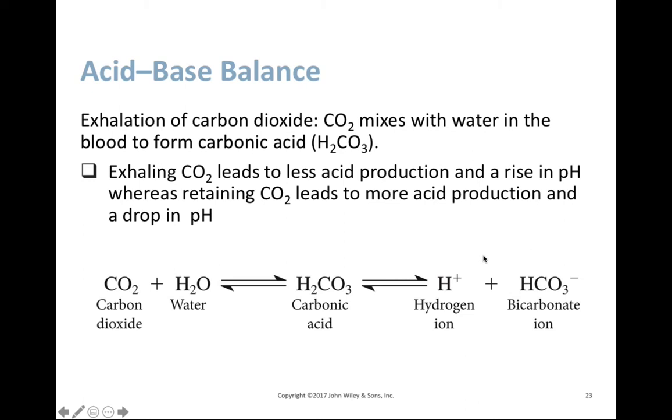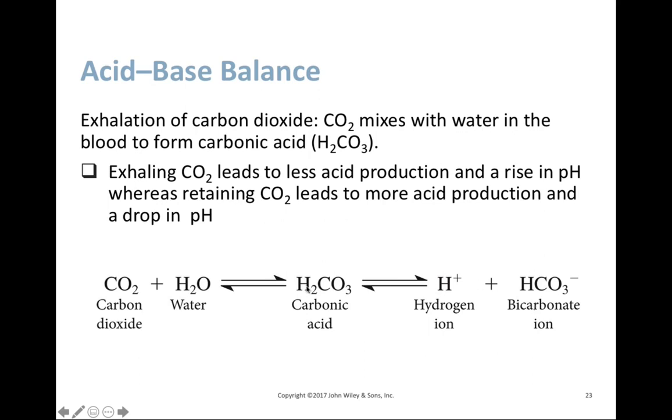If the blood's pH goes down, that means that there are more hydrogen ions in the solution, so hydrogen ion concentration is going to go up. In the event that hydrogen ion concentration goes up, that's going to lead to more reaction with bicarbonate, and that will form more carbonic acid.